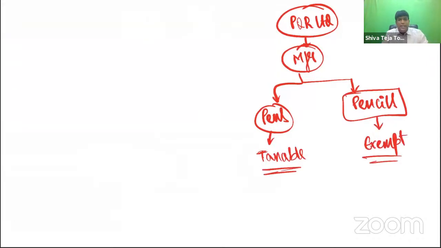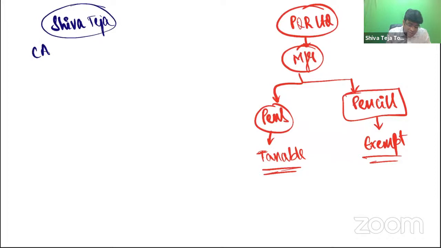Now, one point is very clear: if output is exempted, then we cannot take input tax credit. If output is taxable, then only we take this input tax credit. That's a common principle always, that if output is taxable, then only we can take input tax credit. But if output is exempted, then there is no question of claiming input tax credit. Now, let's say there is Shivateja, who is a chartered accountant, who is a registered person.